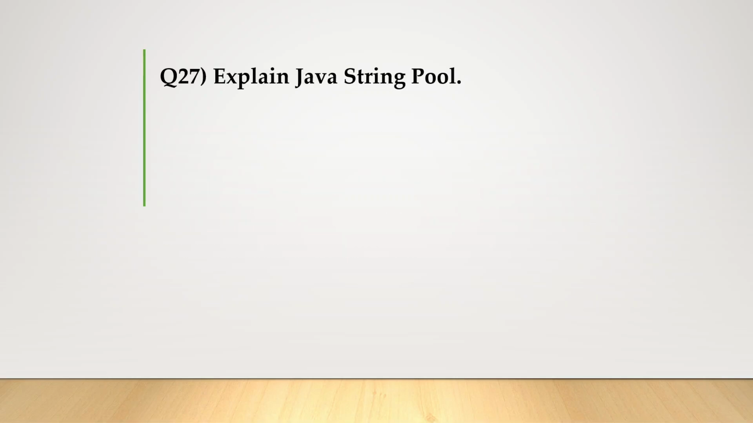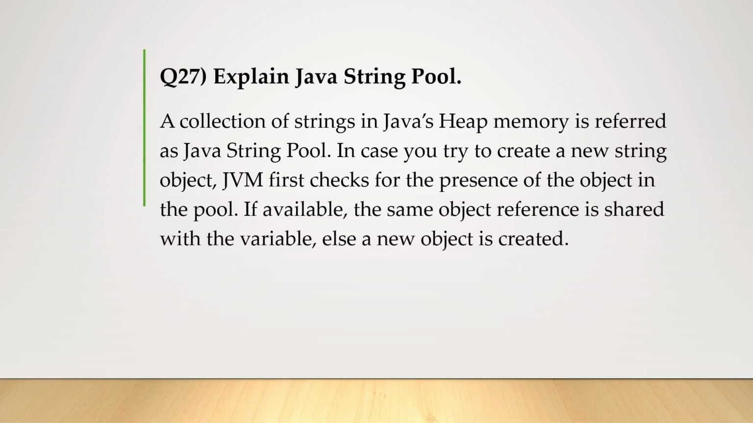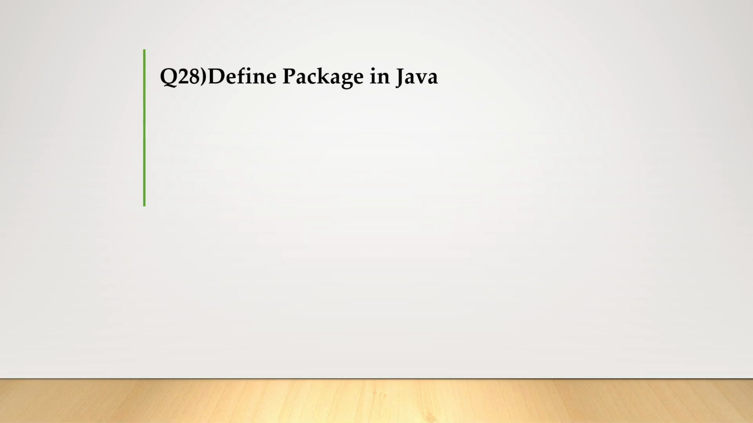Next question is, explain the Java string pool. A collection of strings in the Java heap memory is referred to as the Java string pool. So in case you try to create a new string object, the JVM first checks for the presence of the object in the pool. If it is available, then the same object reference is shared with the variable, else a new object is created. Next question is, define packages in Java.